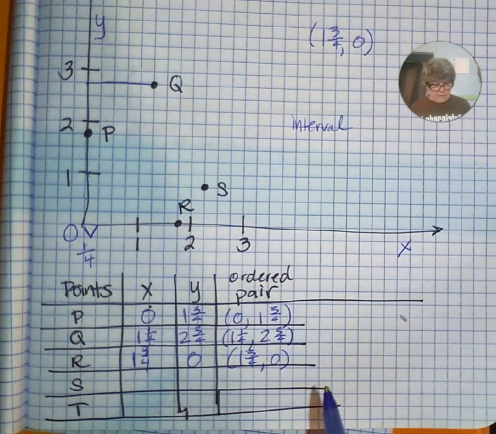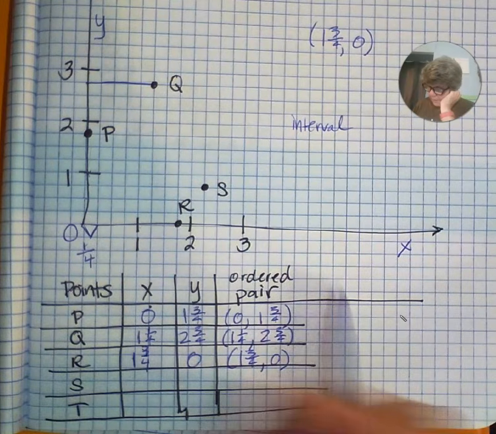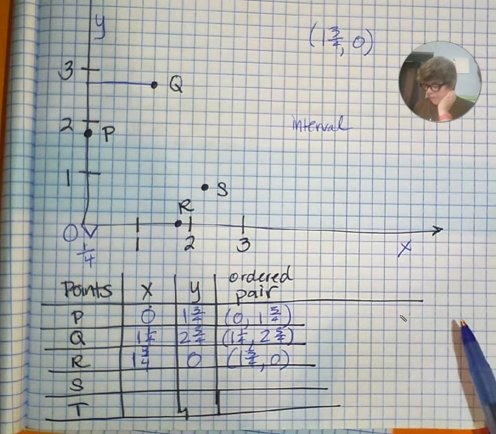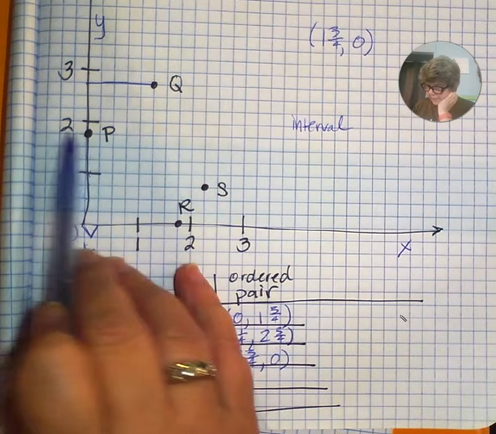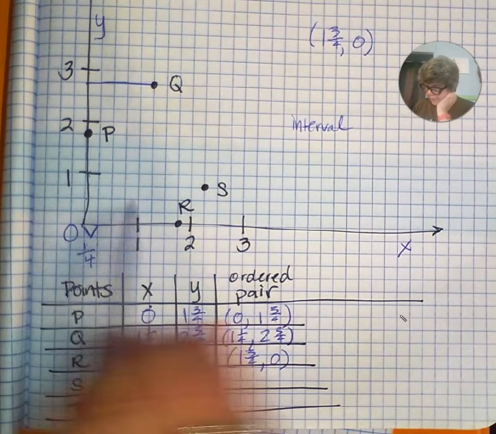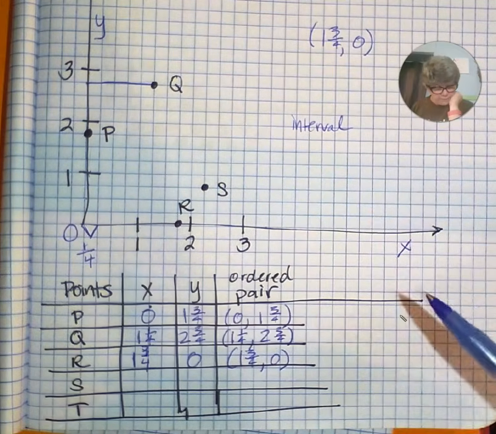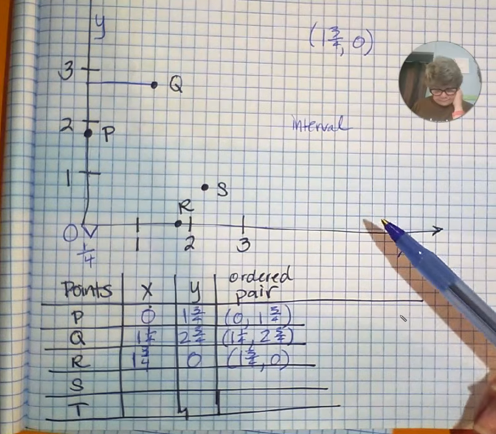All right. How about we compare our P and our R? What do we notice that's similar about P and R? They both have zeros, but P has a 0 in the x because we're not moving this way, and R has a 0 on our y because we're not moving up and down. Okay, very good.